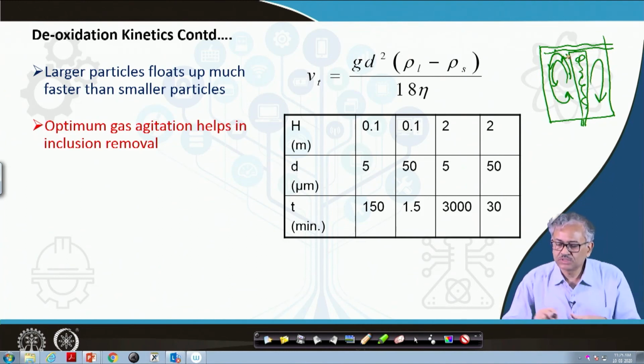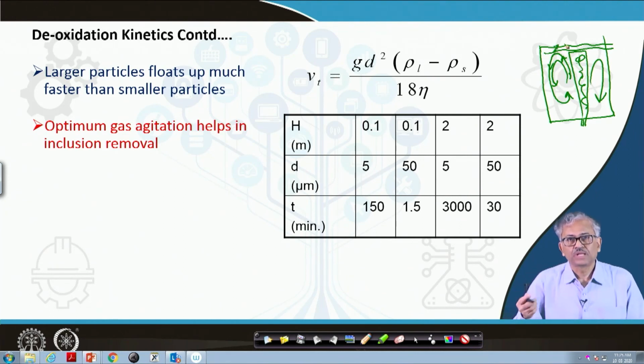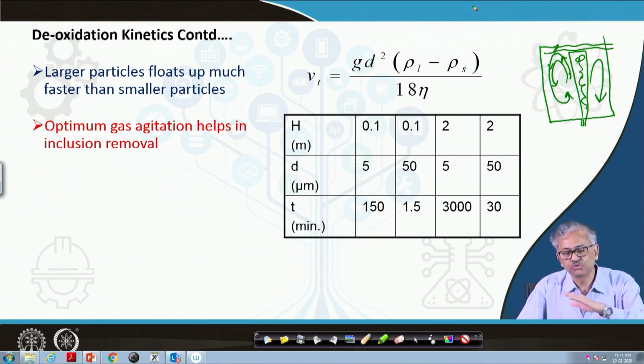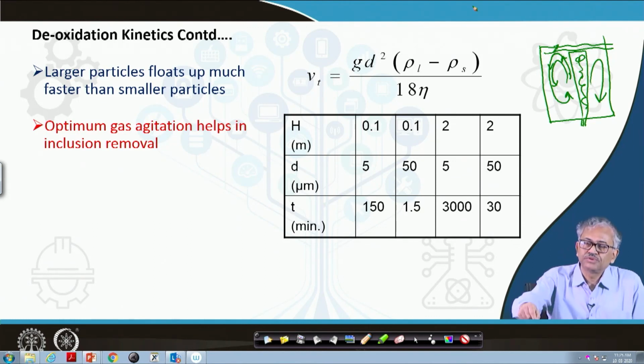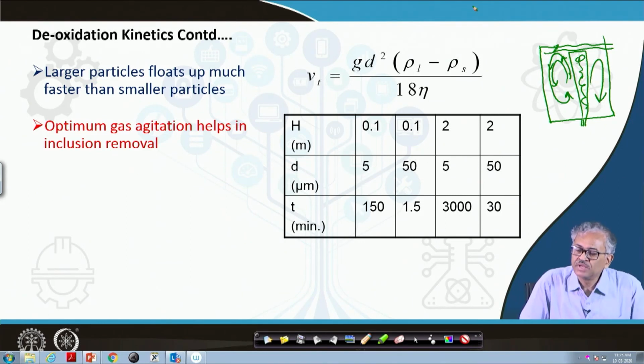But if the liquid velocity is not very high, then the impurity will travel with the liquid streamline, and when it reaches the slag, it will be taken up by the slag. So that is how stirring helps in inclusion removal, because inclusions are entrained in the moving liquid, move to the surface and then move into the slag. So optimum gas agitation helps in the inclusion removal, but not very high agitation, right?